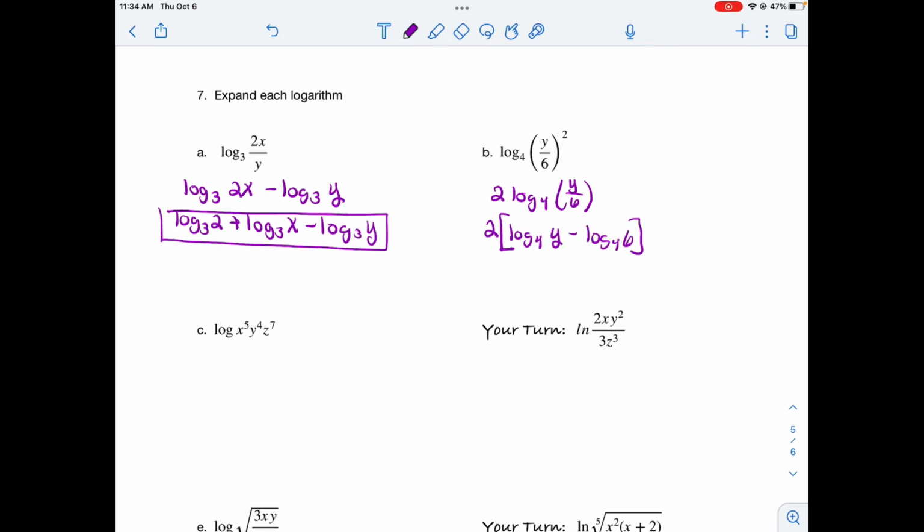So I have to remember to put this in parentheses, and then I can distribute the 2 to each of my logarithm terms, because in our final answer we don't want any parentheses at all. And so that'll be my answer.